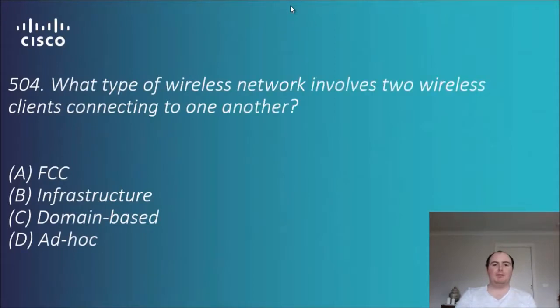So, next topic. 504, what type of wireless network involves two wireless clients connecting to one another? We got FCC, infrastructure, domain-based, and ad hoc. With this one, most of them are obviously wireless access point based. This is involving two clients connecting to each other, so two machines, for example. This sort of arrangement, therefore, is the ad hoc.